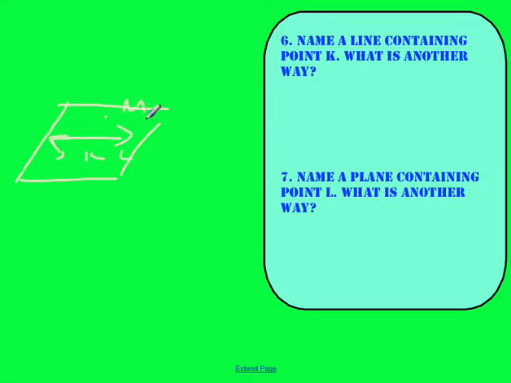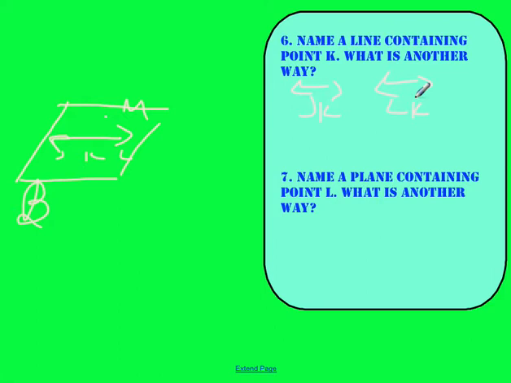We have point M, that's not collinear, and this is named as plane B, even though it's a little bit cut off. So one way we could name this is just the line JK. We could take the points L, K. You could do any combination of those two letters to name that line containing the point K.